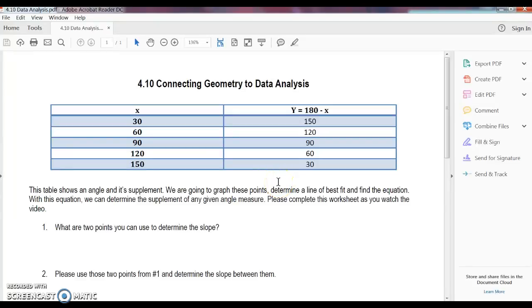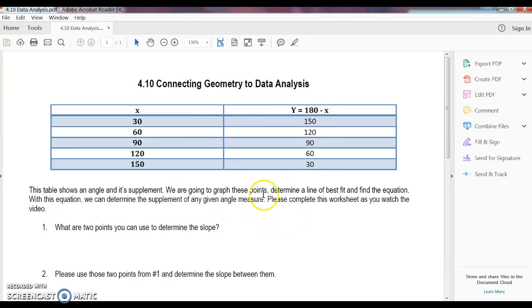Hello everybody and welcome to 4.10 where we are going to discuss connecting the geometry we've been learning to data analysis and some other maths that you may have or have not seen so far in your math career.